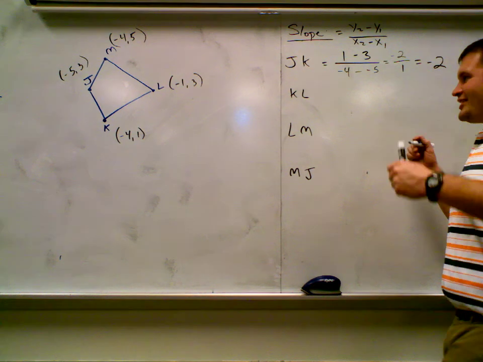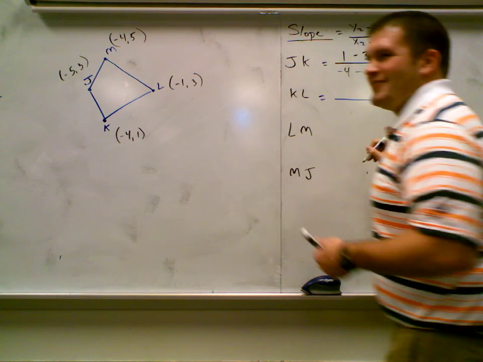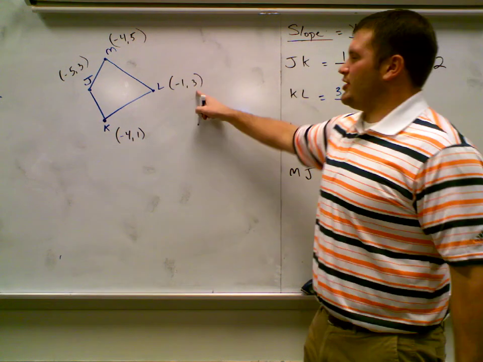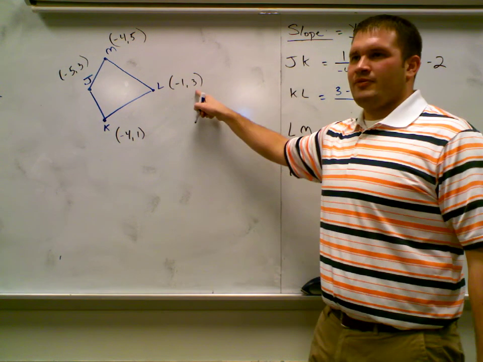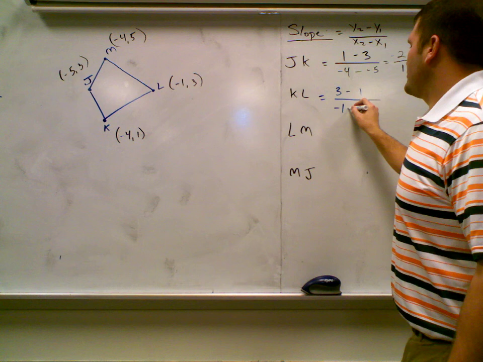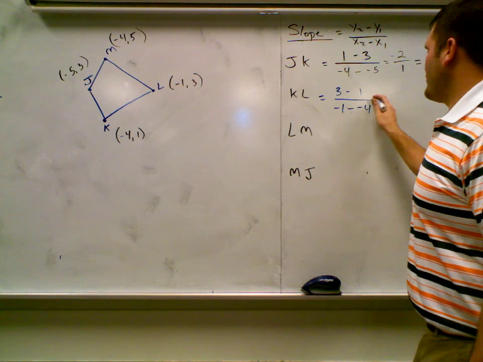Okay, Luis, you're smiling. I'll let you go. What's the top look like? 3 minus 1. So the 3 from here, the 1 from there. Good. 3 minus 1 over negative 1 minus negative 4. Good. Negative 1 minus negative 4.